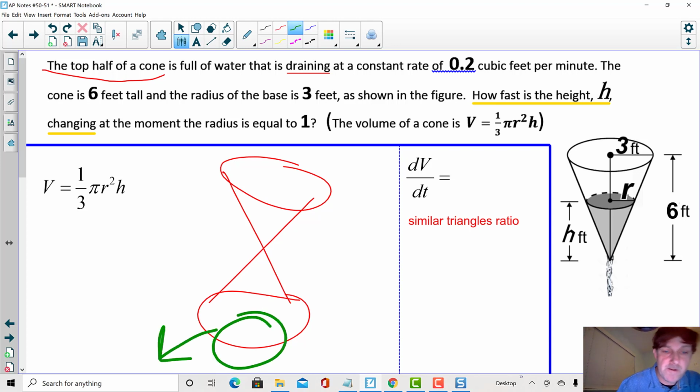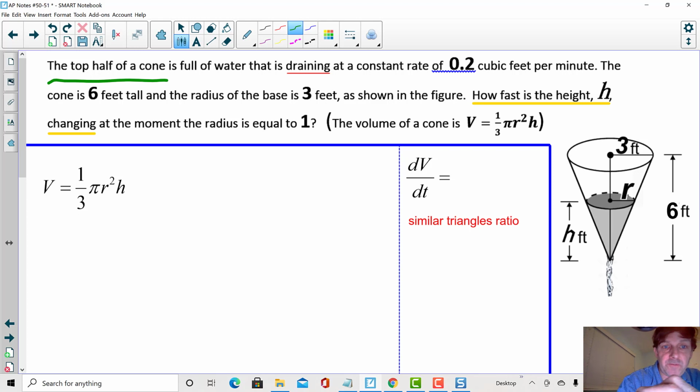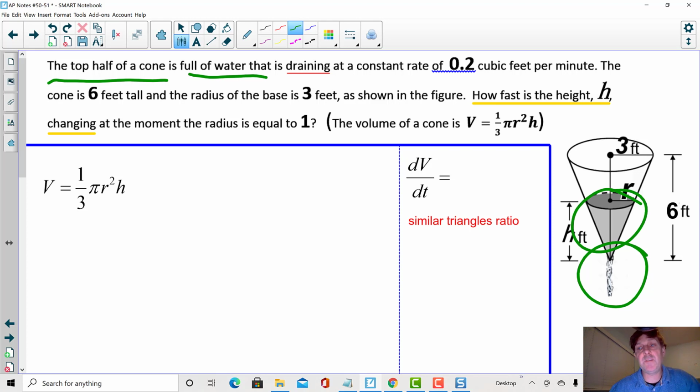But anyways, the top half of a cone is full of water that is draining at a constant rate of 0.2 cubic feet per minute. Now, if the water is draining out of the bottom, that means the volume inside the top of the cone is decreasing. So if the volume is decreasing, then the derivative has to be negative.